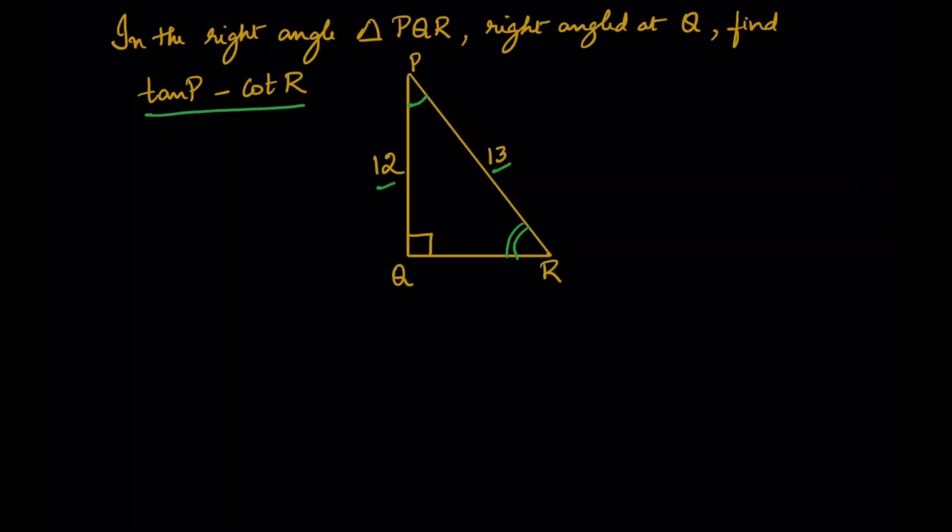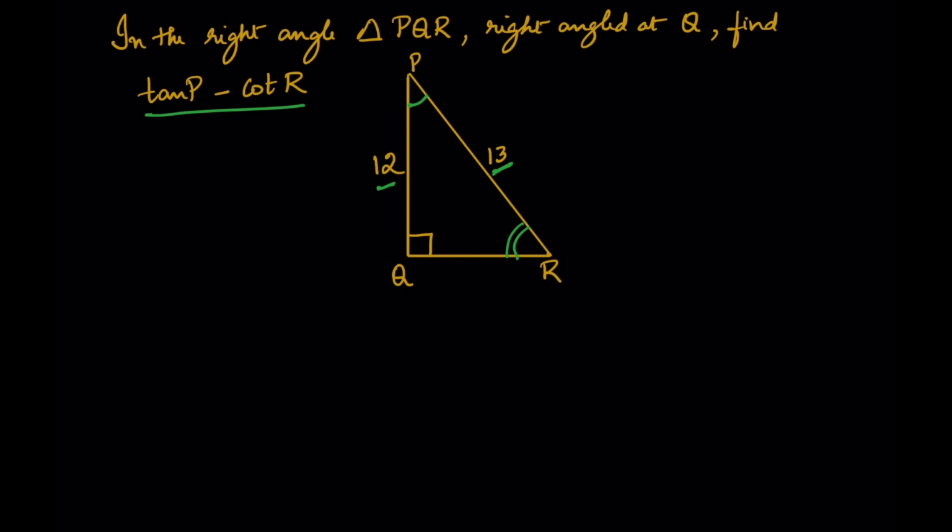Now let's address the next problem. So we have been given a right angle triangle which has the hypotenuse of value 13 and one of the sides is 12. We have to find tan P minus cot R.